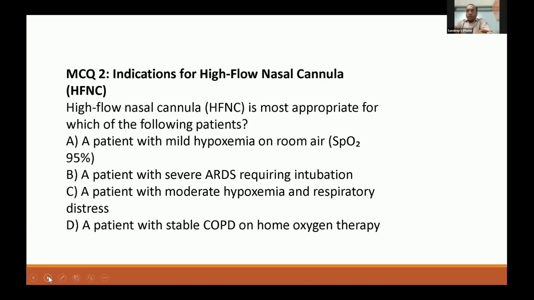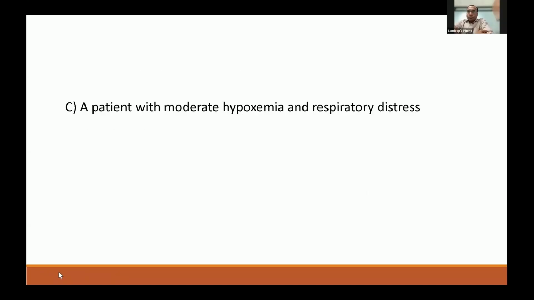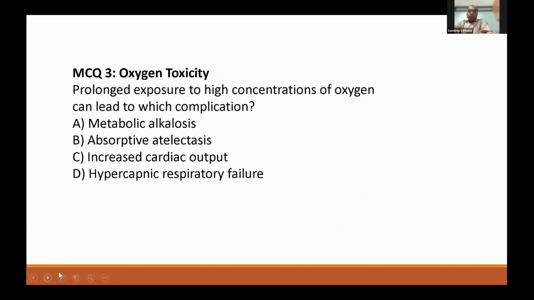Next. Next. Okay. So this question is regarding oxygen toxicity. So prolonged exposure to high concentration of oxygen can lead to which complications? Metabolic alkalosis, absorptive atelectasis, increase in cardiac output, or hypercapnic respiratory failure. So this is a general question. In a general population, I'm saying.